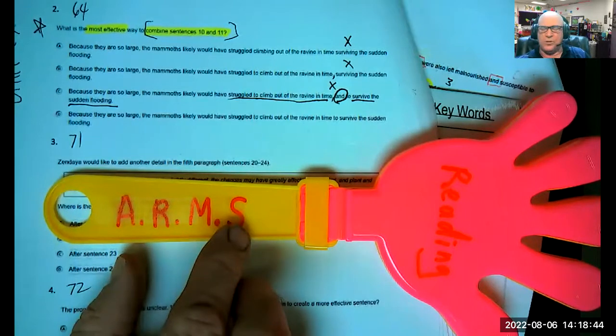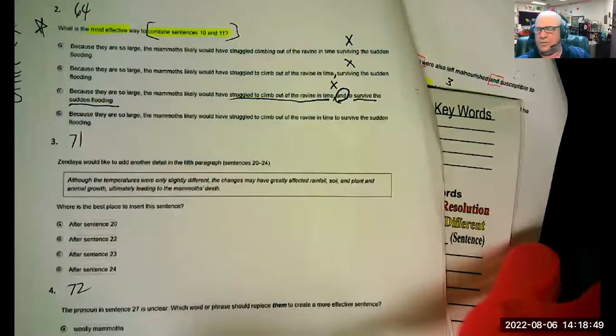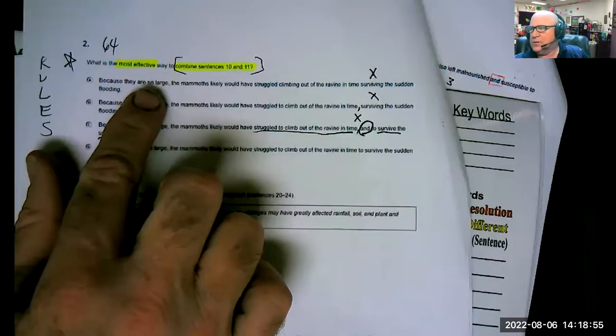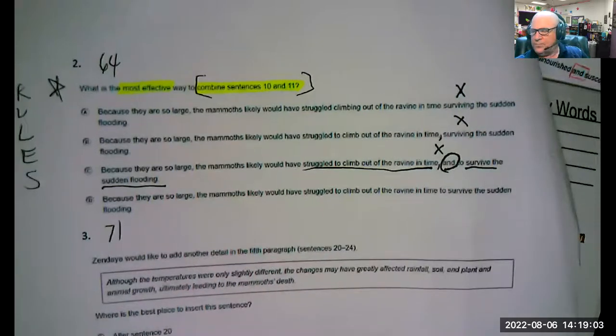So the question that I want to look at first is from the 9th grade, and of all the 9th grade revising questions, this was the one that the students in 9th grade had the most trouble with. It was the lowest performing.